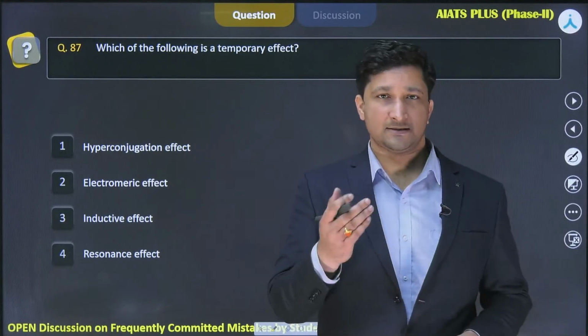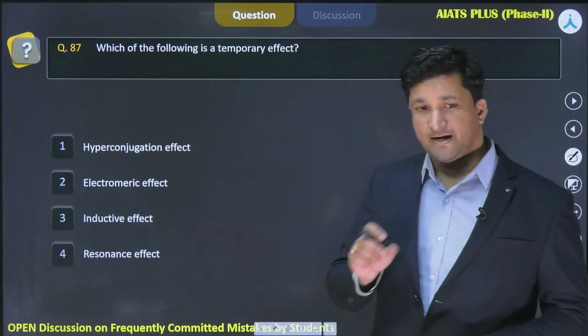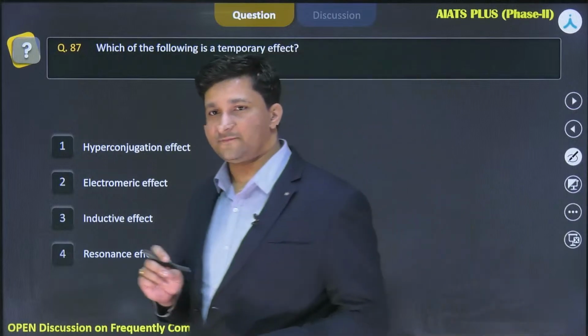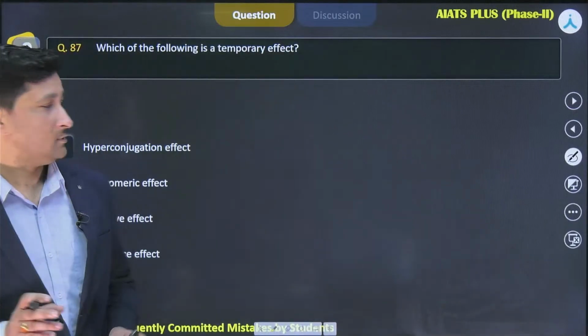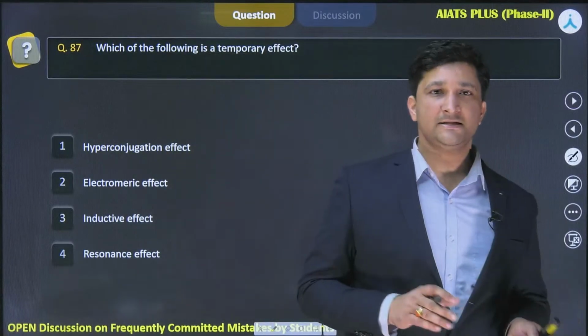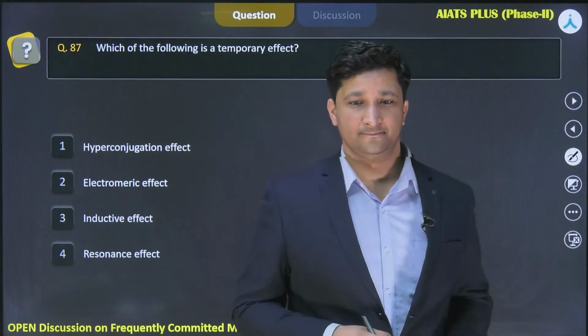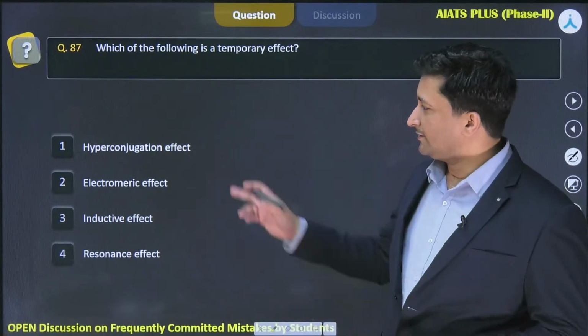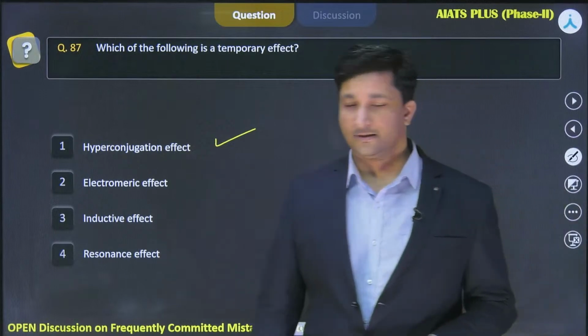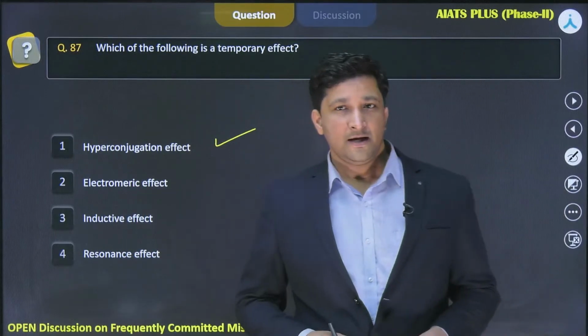Hyperconjugation basically has a stabilizing effect. It is a permanent effect, and it involves the delocalization or transfer of sigma bond in the form of pi bond in case of alkenes, free radicals and carbocation. Okay, so this one is a permanent effect. Completed. Now let's talk about the electromeric effect.